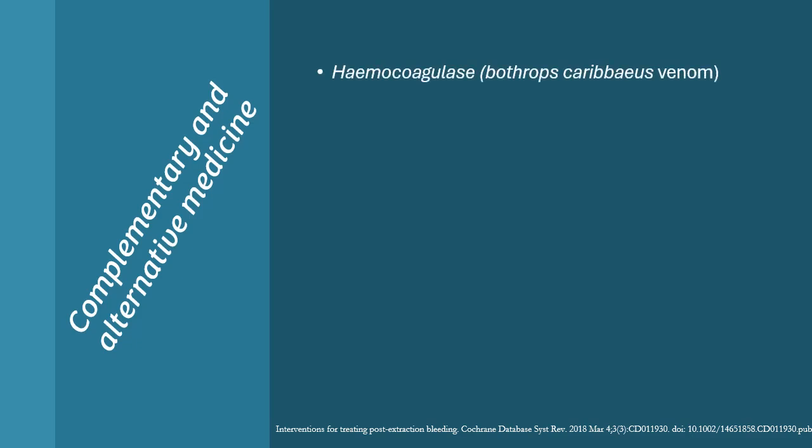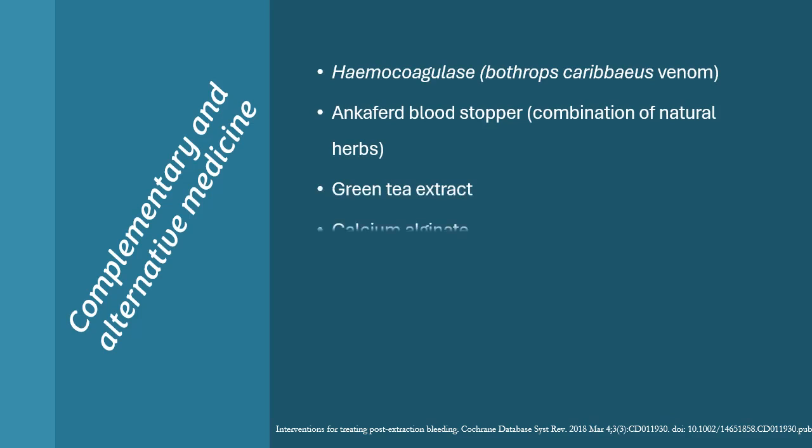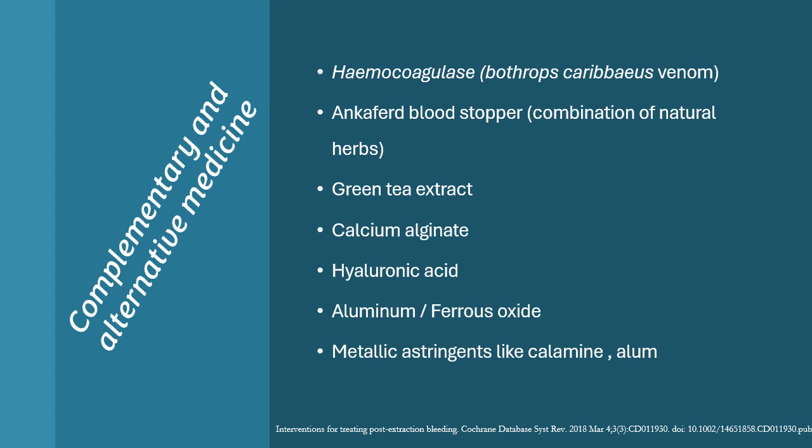An additional note on alternative hemostatic agents undergoing constant research is hemocoagulase, which is derived from Bothrops atrox venom, or snake venom, and the Ankaferd blood stopper. This is a combination of natural herbs, mainly found in Colombia and Turkey. And recently, green tea extract is also known to achieve hemostasis. Calcium alginate and the use of hyaluronic acid are presently a hot topic in research for hemostasis and wound healing, as a regenerative material. The use of aluminum ferrous oxide or other metallic astringents like calamine and alum is also known to achieve hemostasis.